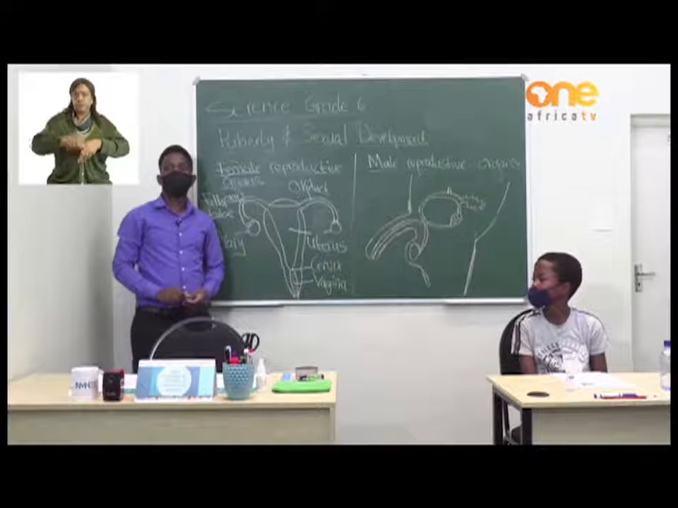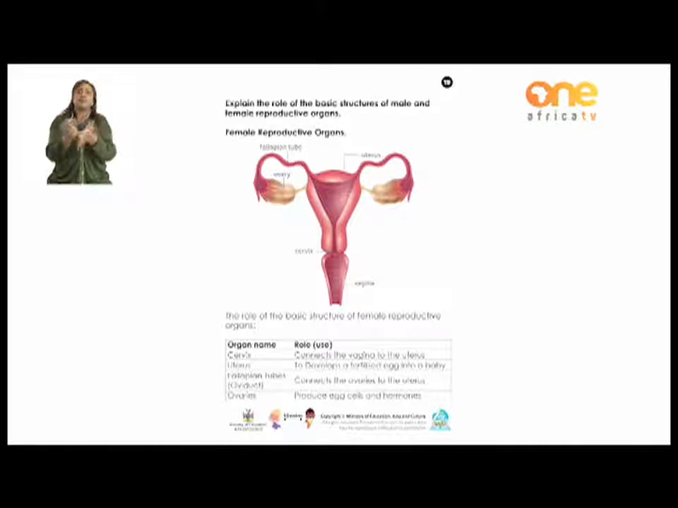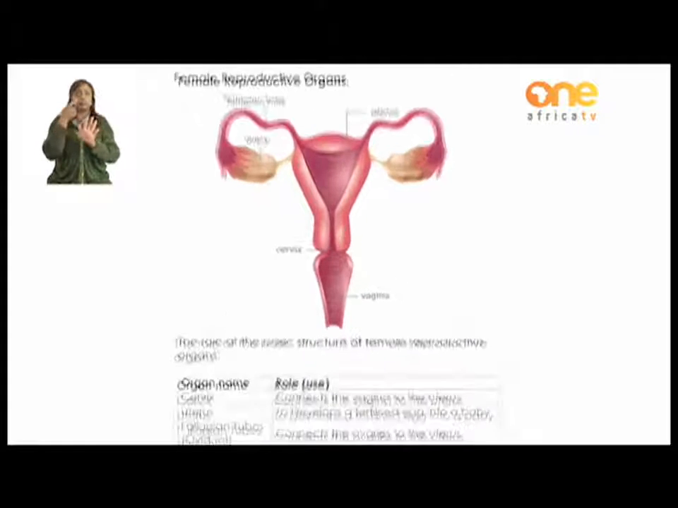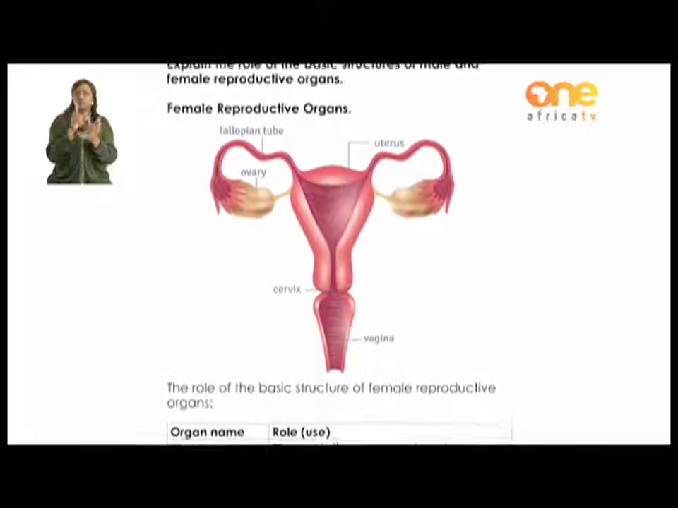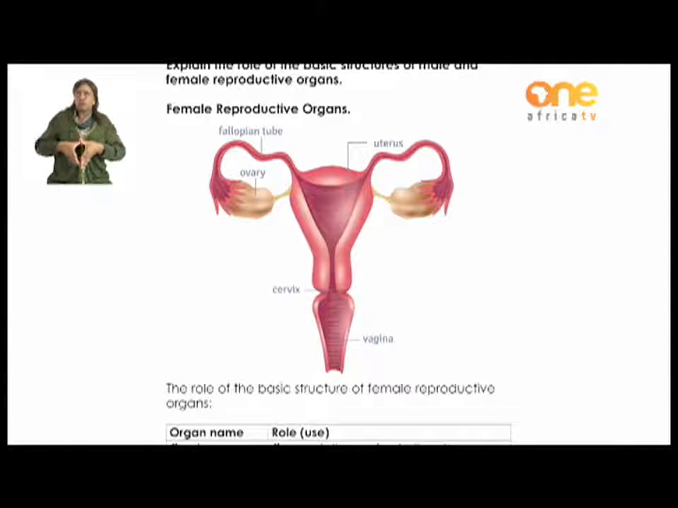And from the cervix we have the vagina. Let us turn back to page 19 and look at our clear diagram. Now, on the diagram, you can see the labeled structures of the female reproductive organs. You are expected to be able to identify these structures and label these structures.